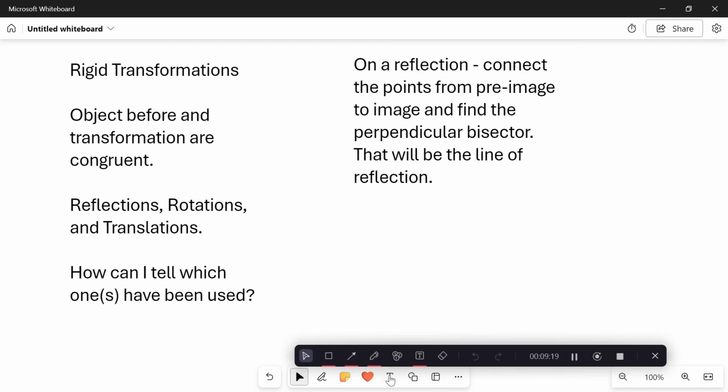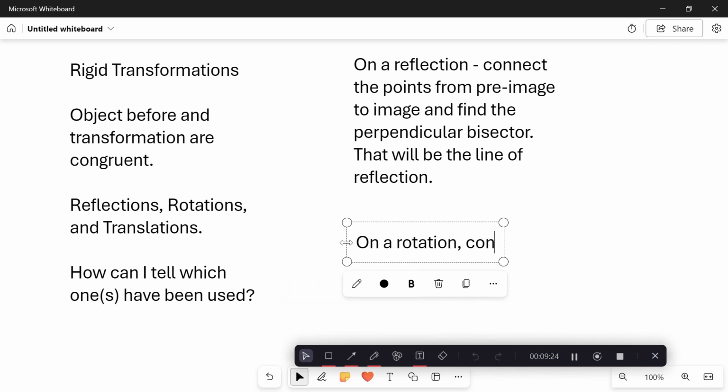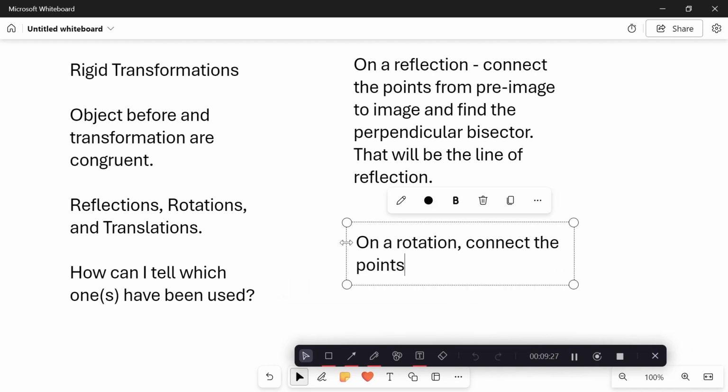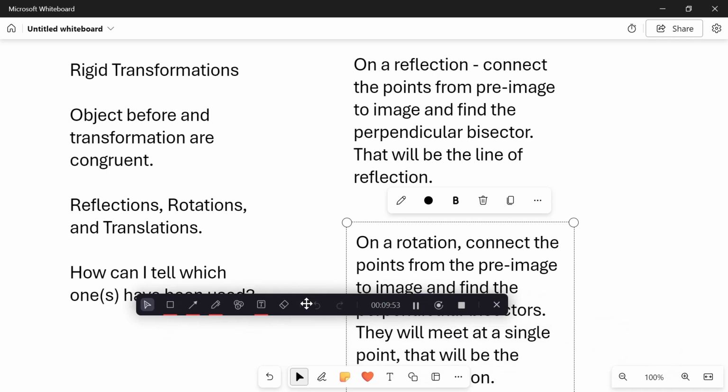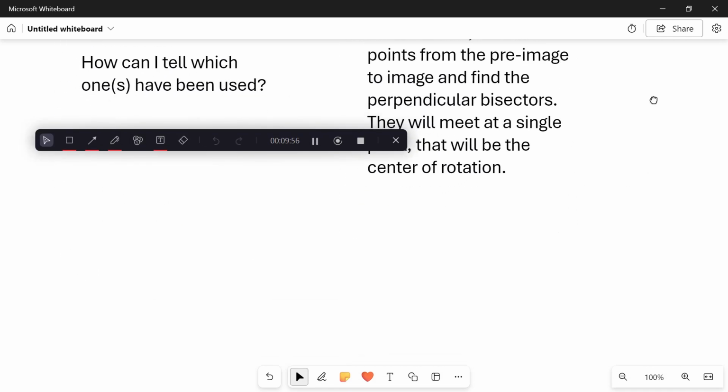So, on a rotation, connect the points from the pre-image to the image, and find the perpendicular bisectors. They will meet at a single point that will be the center of rotation. Okay.